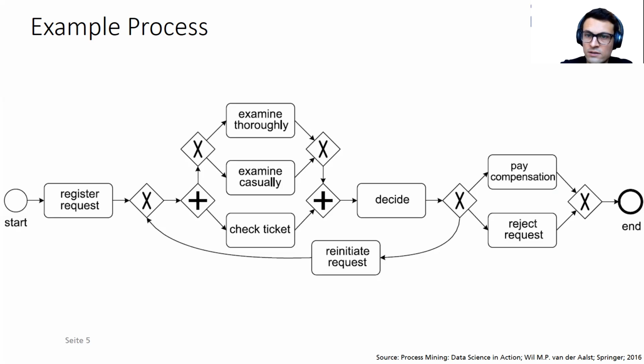And then there's a decision. And after the decision, the decide activity in this diagram, we either pay the compensation, reject the request, or we reinitiate the request, which means that we again have to do the examination and the ticket check.